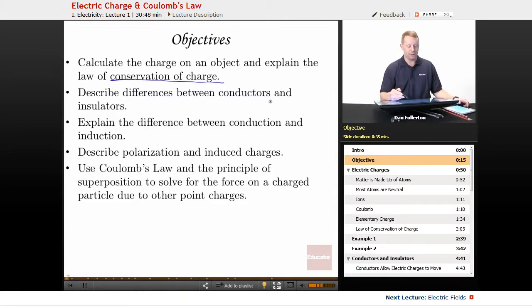Describe differences between conductors and insulators. Explain the difference between conduction and induction. Talk about polarization and inducing charges, or induction. And use Coulomb's law and the principle of superposition, which is going to come up a lot in this course, to solve for the force on a charged particle due to other point charges. So with that, why don't we dive in and start talking about electric charges.